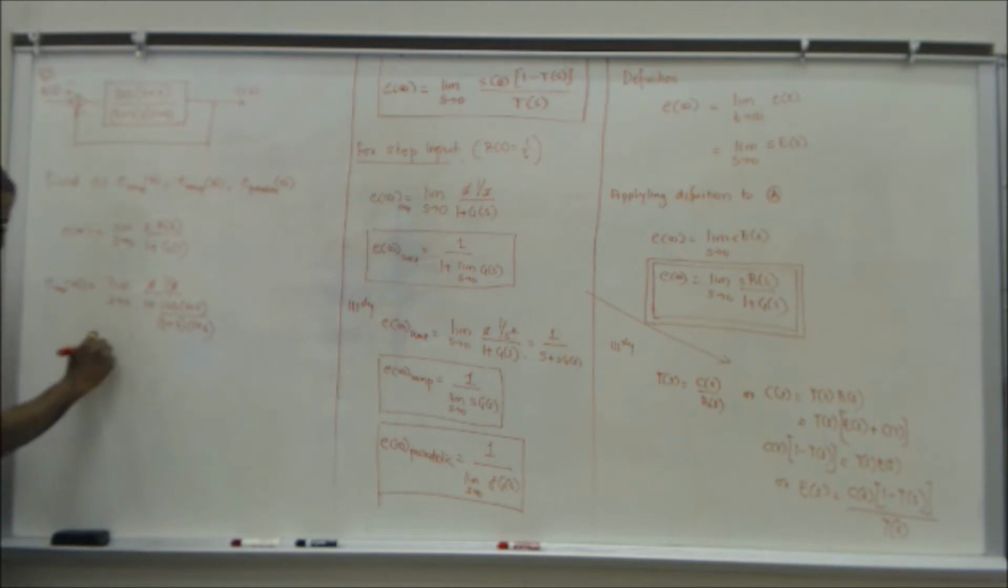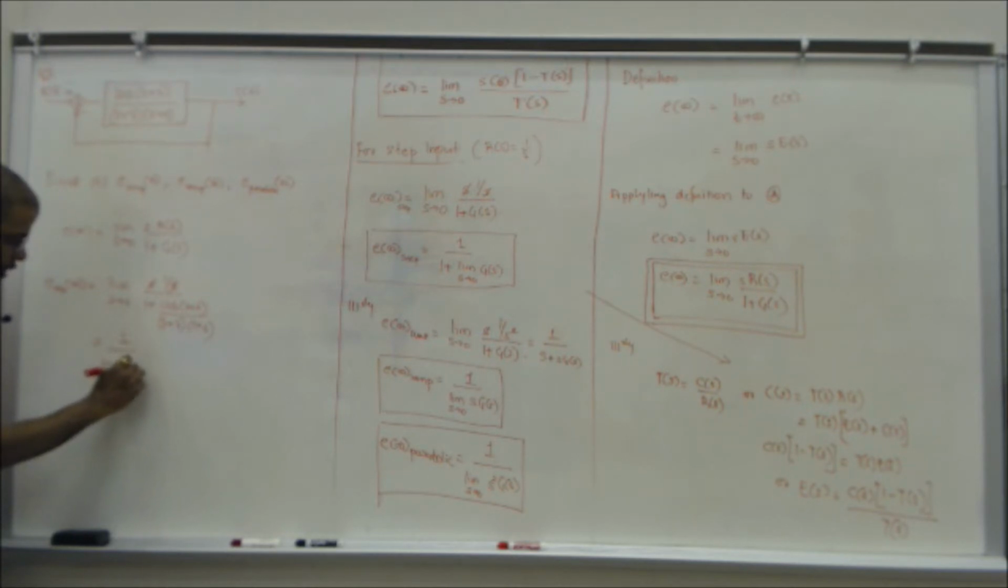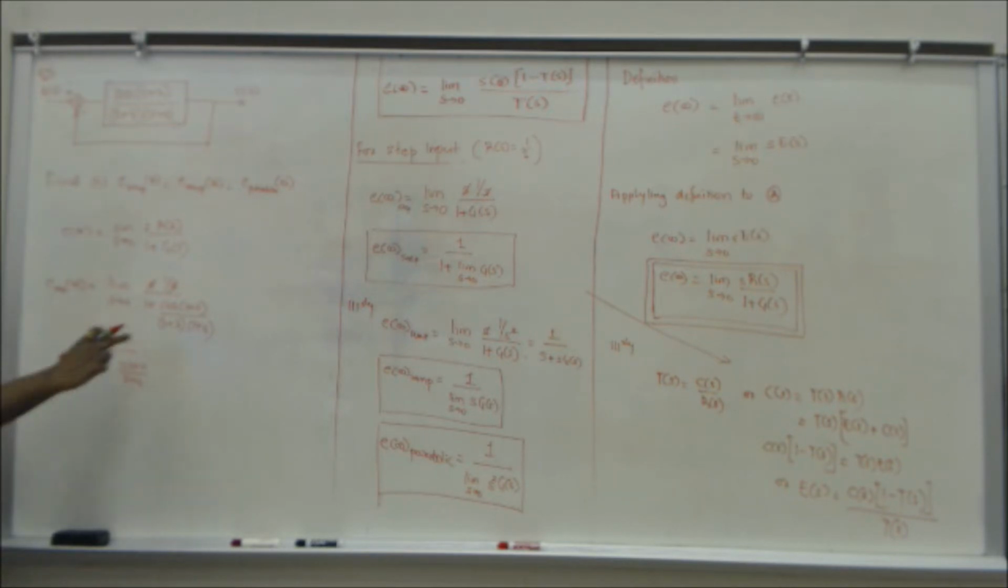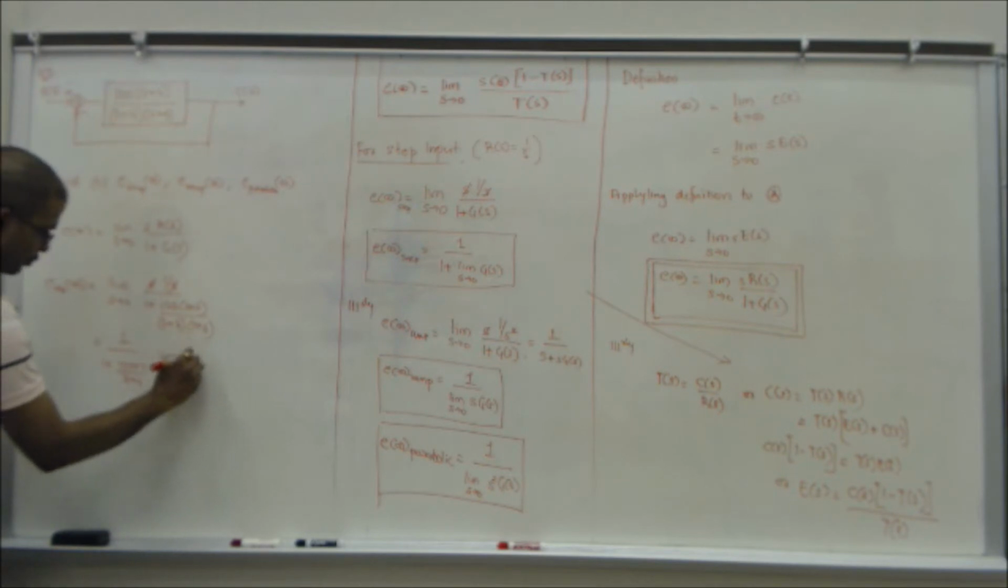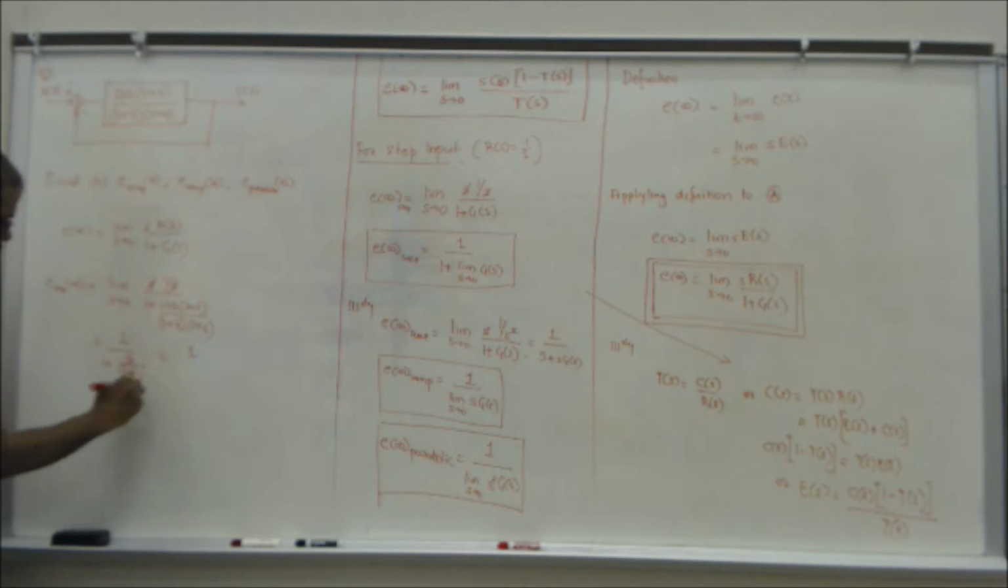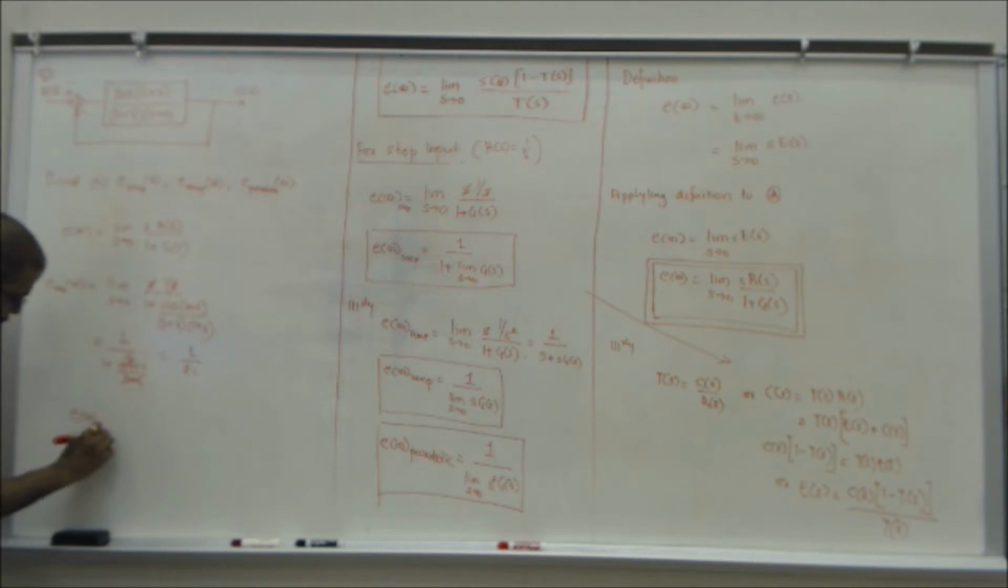So if you substitute S equal to 0, what are you going to get? 1 over 1 plus 120 into 2 divided by 3 into 4. You see it? You substitute S equal to 0. There is no S in the numerator. This would be 1, this is 3, 12, 10. You have 1 over 21. So E infinity step is simply 1 over 21.